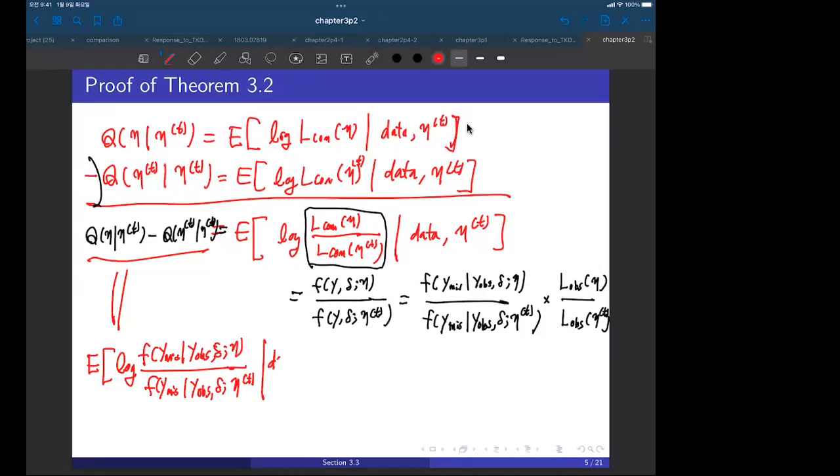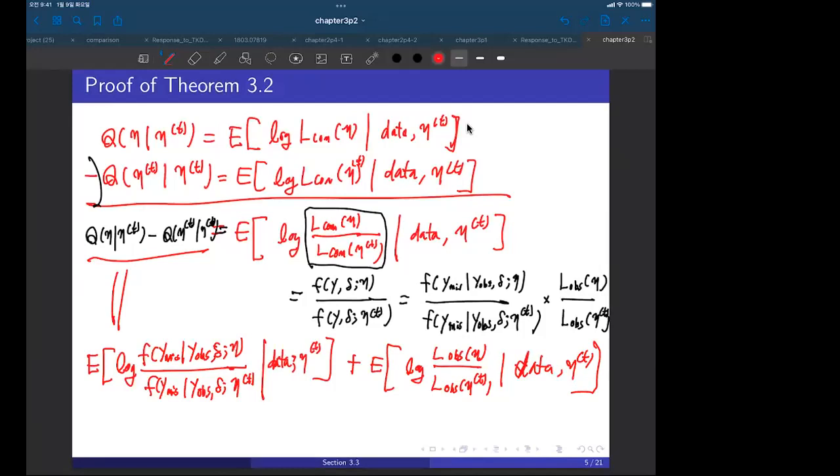Given data, eta, p plus expectation of the log of the marginal density. Eta, t. Right. We just apply log and take the expectation. And then let's investigate one by one.